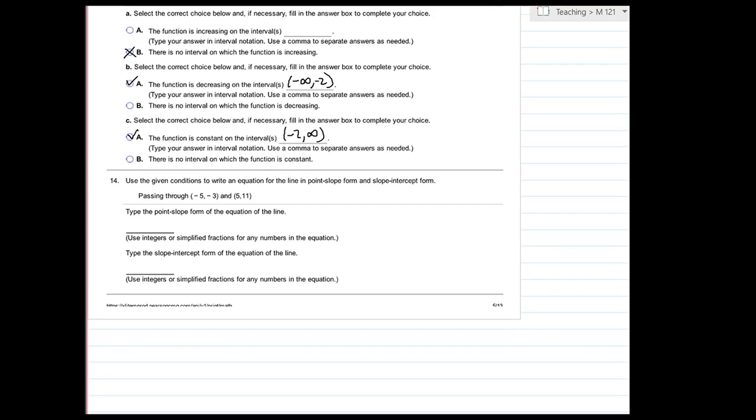Let's look at number 14 here. Use the given conditions to write an equation for the line in point slope form and slope intercept form. We're looking to just work with the line passing through the points negative 5, negative 3, and 5, 11. The first thing we're going to need to do is find the slope. And that'll be 11 minus a negative 3 over 5 minus a negative 5. So I get 14 over 10, which is 7 over 5.